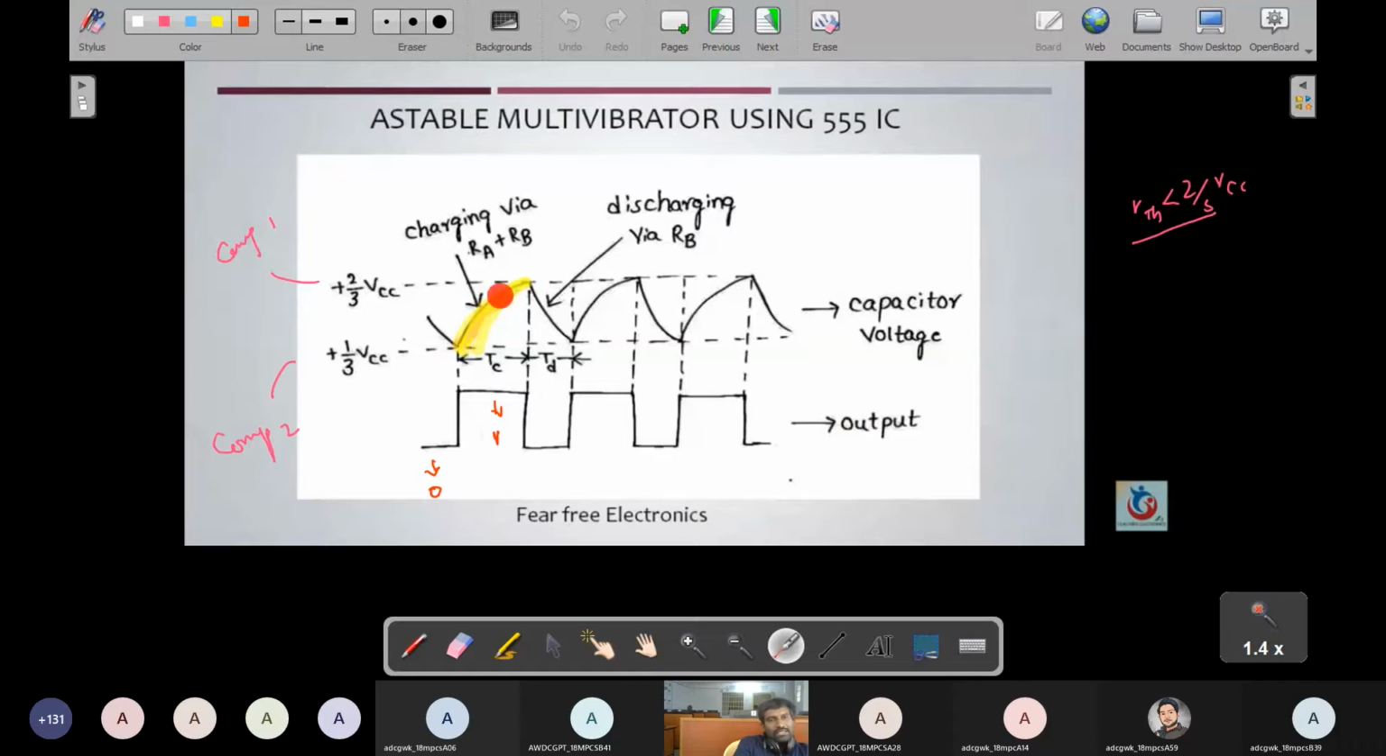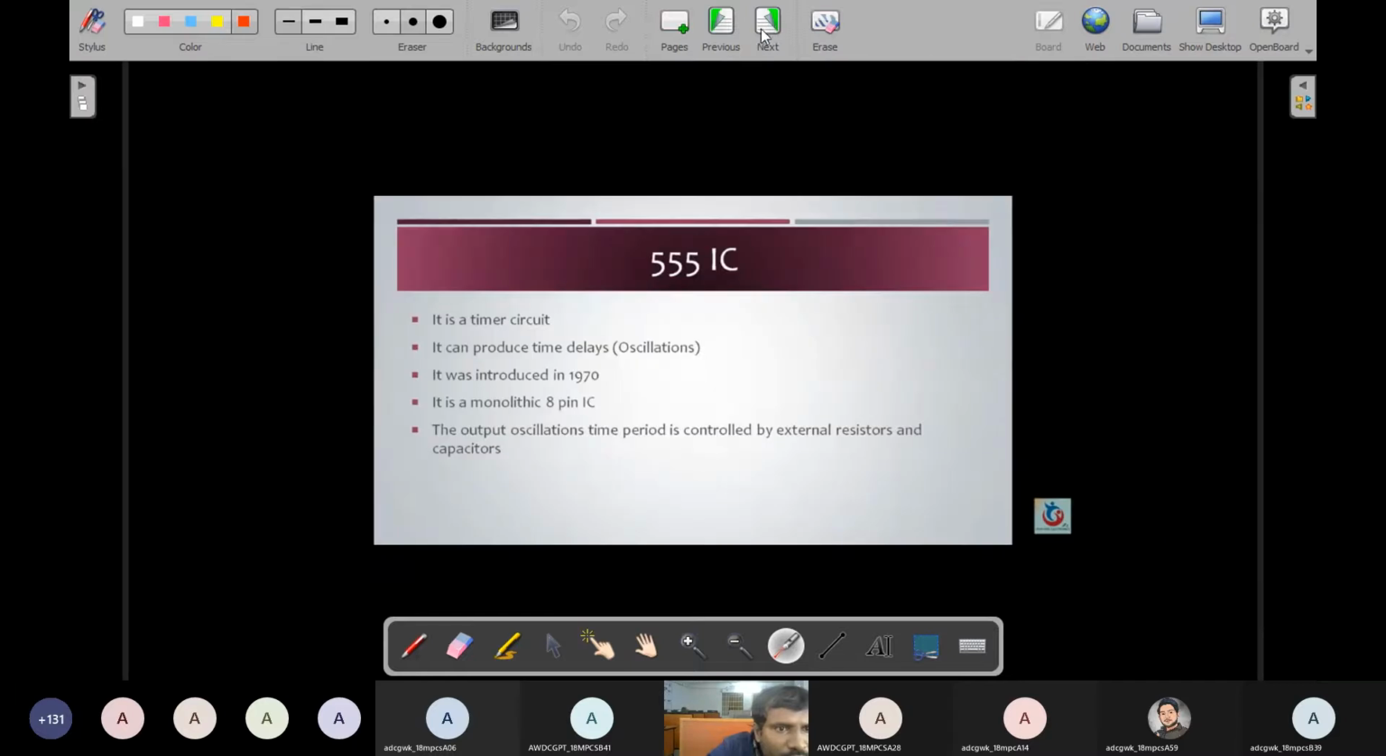Capacitor charging means it shows a high value. Capacitor discharging means it shows a low value. So capacitor charging means high, capacitor discharging means low. During the charging process we obtain high output, and during the discharging process low output is developed. Okay, so this is the wave pattern of the astable multivibrator. Understand? Now I'll move to the monostable multivibrator.